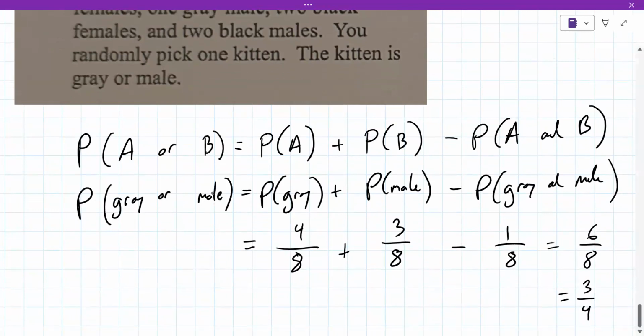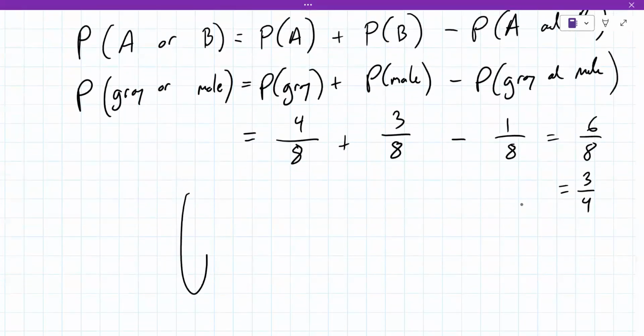Fourths? Yes. But kind of taking a step back, more importantly, you see that it's all the grays, meaning if it's got gray, it could be a male or female, we don't know. These are the males, but they could be gray or otherwise. But then there's an overlap. Here's all the grays, here's all the males, but see how you've double counted that overlap? And that's why you subtracted out.